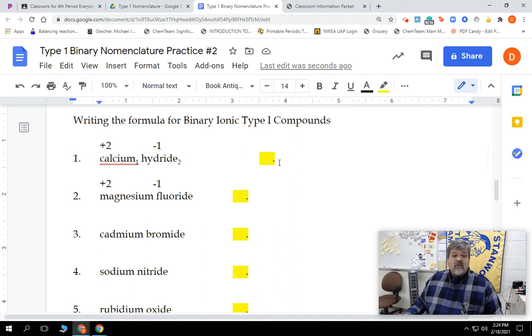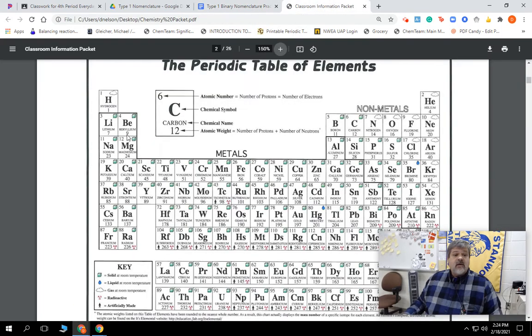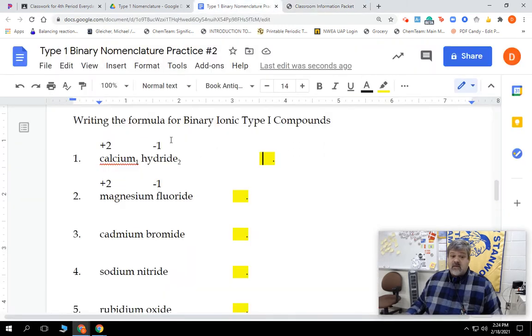So when I come over here and put it in there, I've got to find calcium and hydrogen. So let's go back here. Well, here's calcium is Ca, and hydrogen is right up there. So hydride is right up there. It is above the staircase.